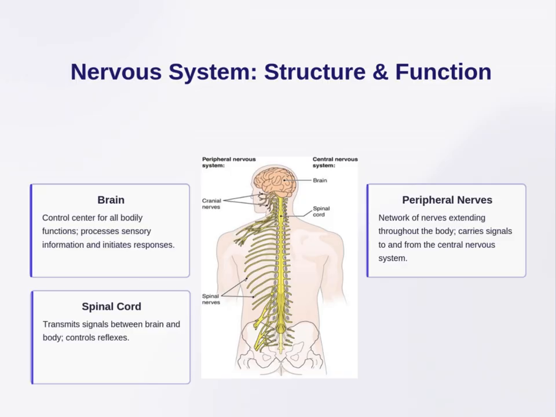So here's another breakdown of your central nervous system. Over here is your brain, which controls all your bodily functions, and your spinal cord. And then your peripheral nervous system, or your peripheral nerves that branch off from the spinal nerves.